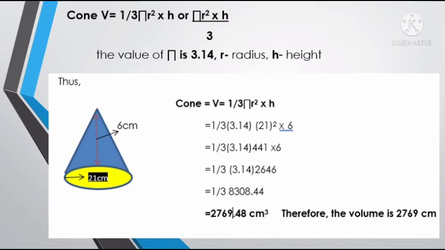441 times 6 equals 2,646. And you have to multiply it by 3.14. So 3.14 times 2,646 equals 8,308.44. And this one, you have to multiply by 1/3 or divide by 3. 8,308.44 divided by 3, the answer is 2,769.48 centimeter cube. So that is the volume of the cone.